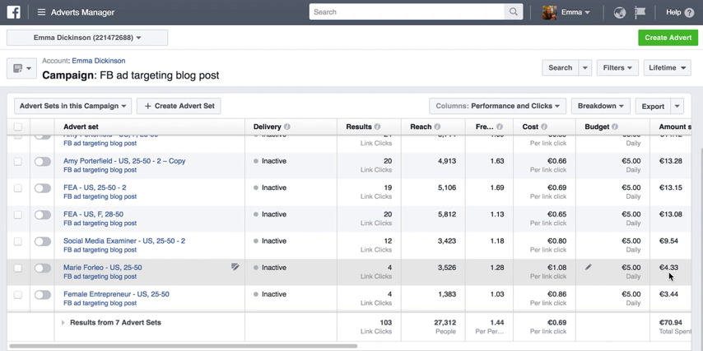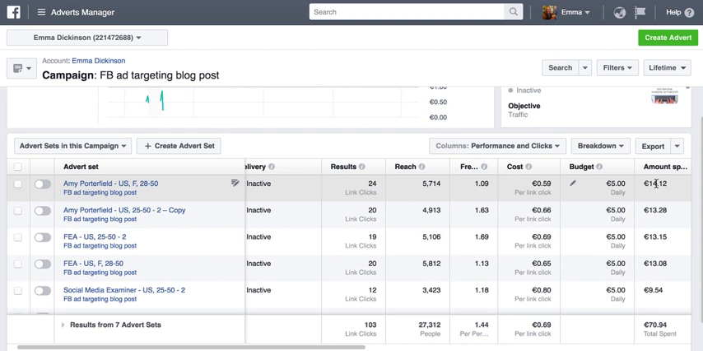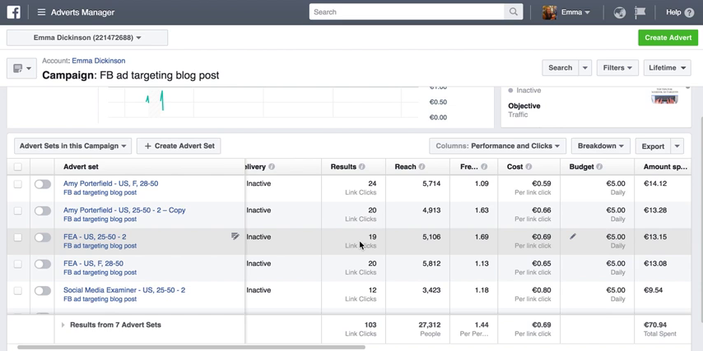It's only spent €4 on it versus 14 on this one. So Facebook already does a little bit of its own optimization, but €4 on something that's not converting is not worth spending. So you want to go through and thin out the things that Facebook is still dribbling a little bit of content to, so they're still spending that little bit of money, but you want that money to go into the ones that are actually converting really well for you.